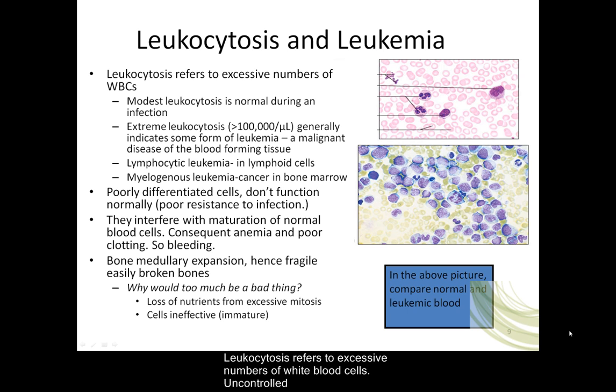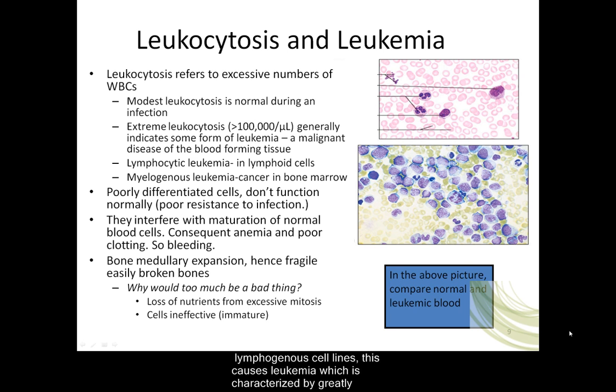Leukocytosis refers to excessive numbers of white blood cells. Uncontrolled production of white blood cells can be caused by a cancerous mutation of a myelogenous or lymphogenous cell. What does that mean? Remember that the hemocytoblast is a multipotent stem cell that gives birth to myelogenous daughter cells such as neutrophils, eosinophils, monocytes, platelets, and basophils, or lymphogenous daughter cells such as T and B lymphocytes.